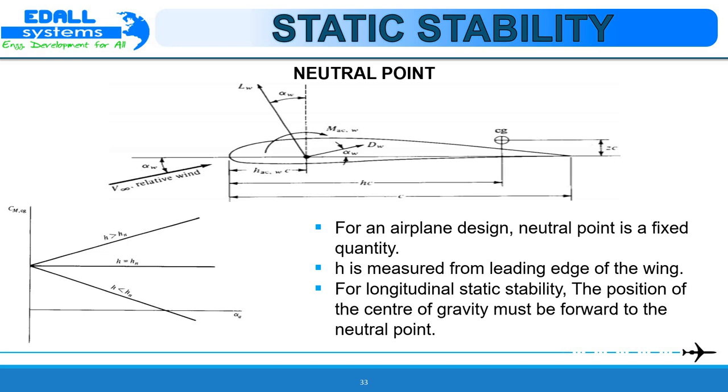When h is equal to hn, the slope of the moment coefficient curve is 0. For an aeroplane design, the neutral point is a fixed quantity. For longitudinal static stability, the position of the center of gravity must be forward of the neutral point.